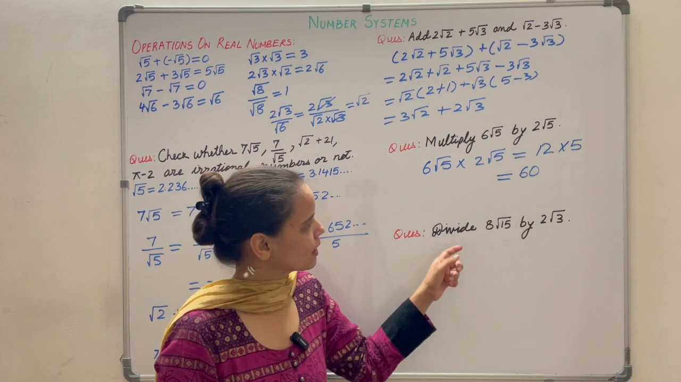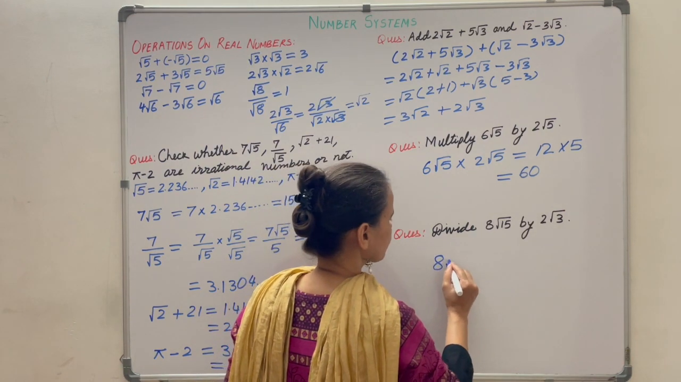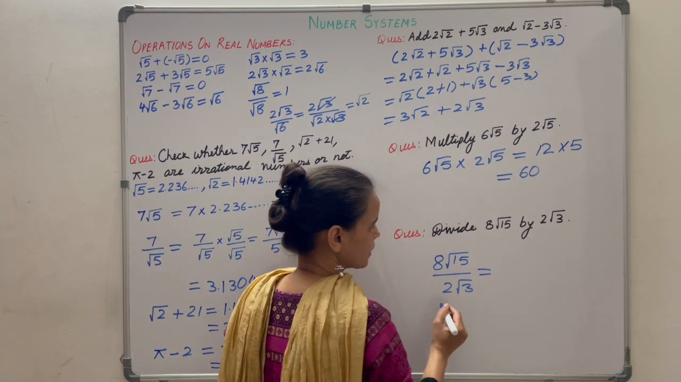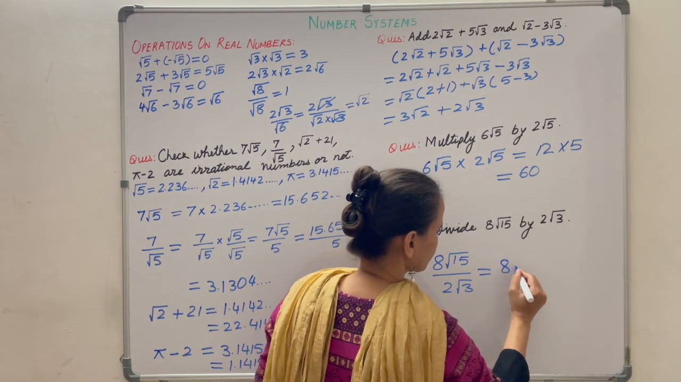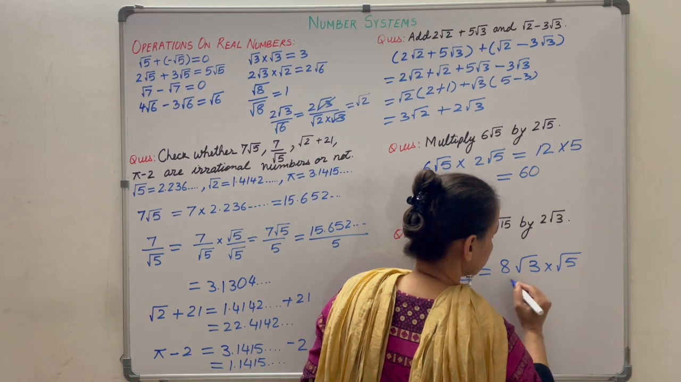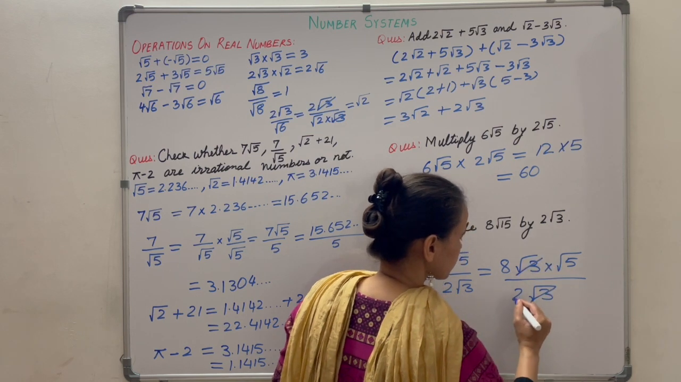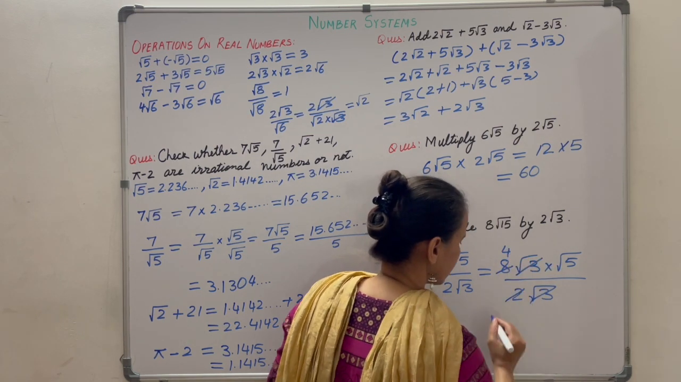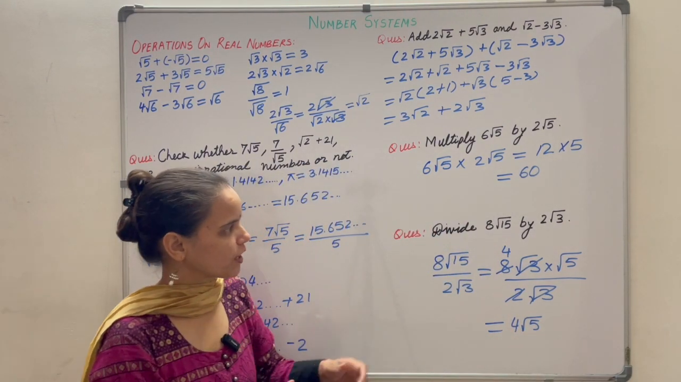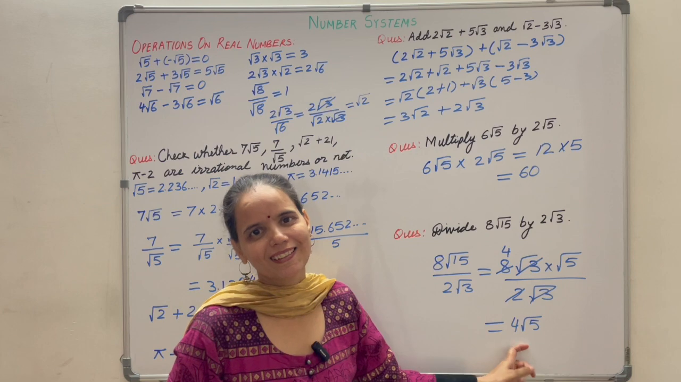Now let us take this question. Divide 8 root 15 by 2 root 3. So you have to divide 8 root 15 by 2 root 3. So you can cancel it out. I'll just rewrite it here first. So 8 root 15, I can write it as root 3 into root 5. And in the denominator, you have 2 root 3. So you can cancel root 3, and 2 and 8 you can cancel. You will have 4 here. So you got an irrational number 4 root 5. So here you have divided an irrational number by an irrational number, and the result is here an irrational number.